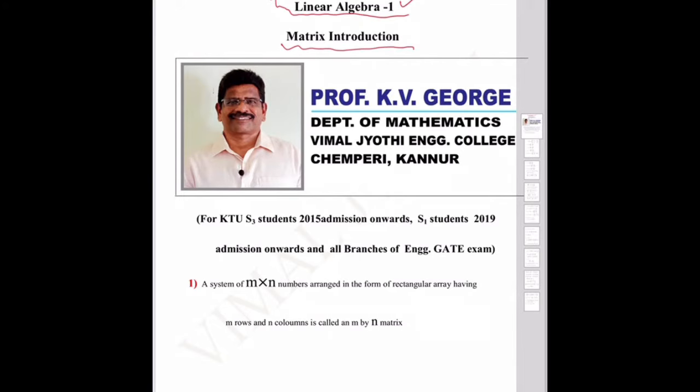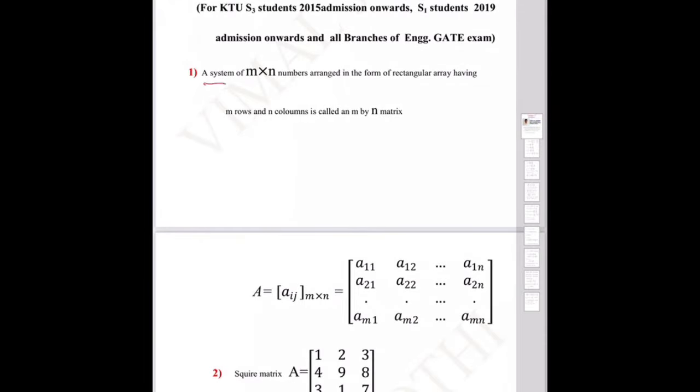First one, a system of m by n numbers arranged in the form of a rectangular array having m rows and n columns is called an m by n matrix. That is, let capital A be a matrix with m rows: first row, second row, and so on, mth row, and n columns: first column, second column, and so on, n columns. This is an m by n matrix, m cross n.